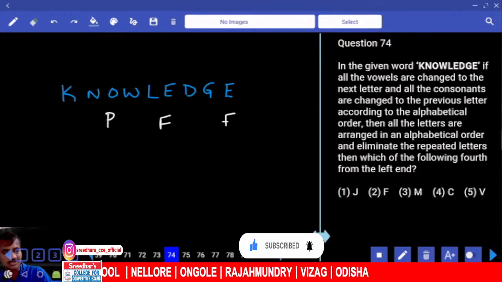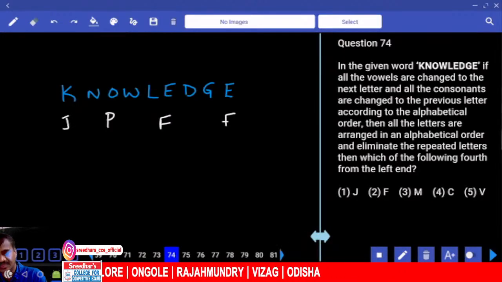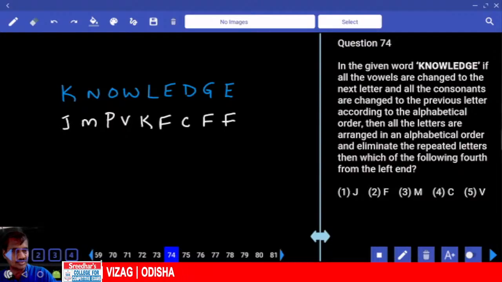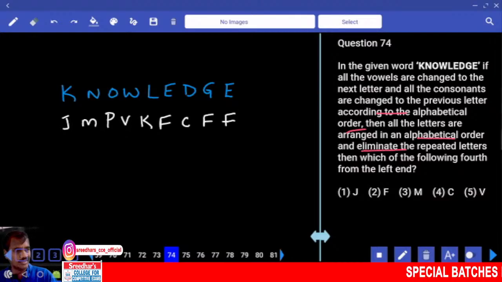And consonant change it to previous. Now KG, NM, now this is V, K, C, F. And consonant minus 1. Then all the letters are arranged in alphabetical order and eliminate the repeated letter. Then which of the following will be fourth from the left?